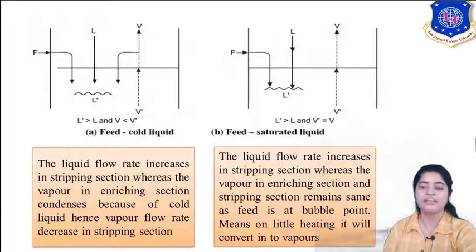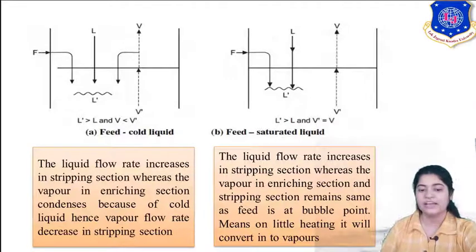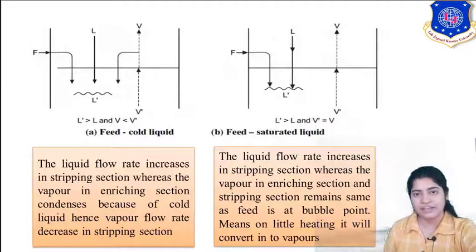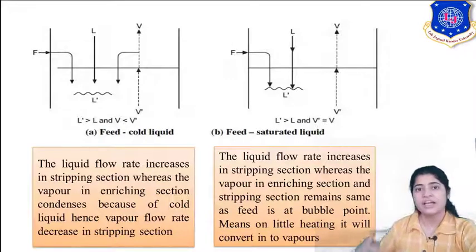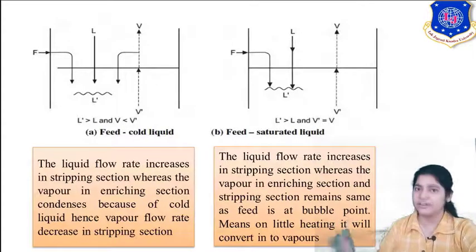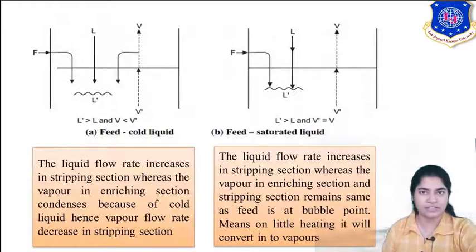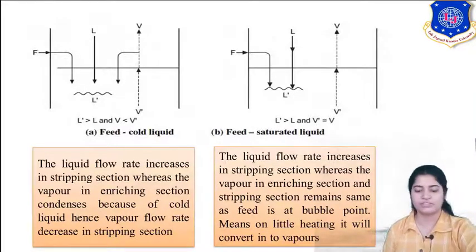Here there is no effect of feed on vapor flow rate, because condensation is not happening. Hence the vapor which is coming from the stripping section would again enter the enriching section and it would be unaltered. Hence V bar equals V. Vapor flow rate is the same in both sections.